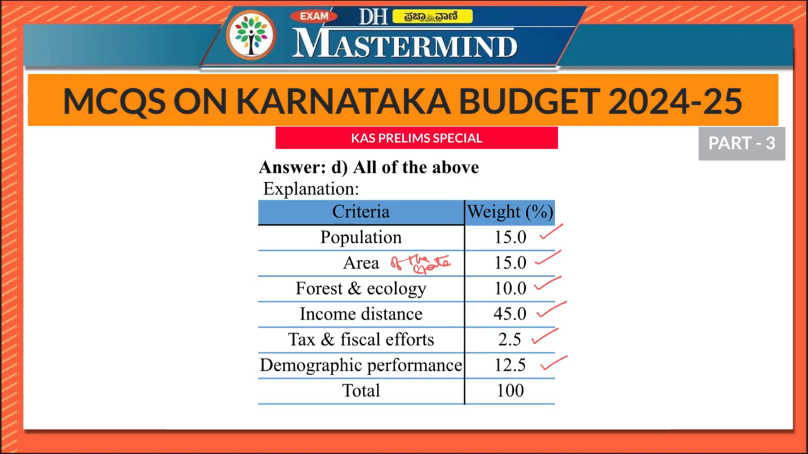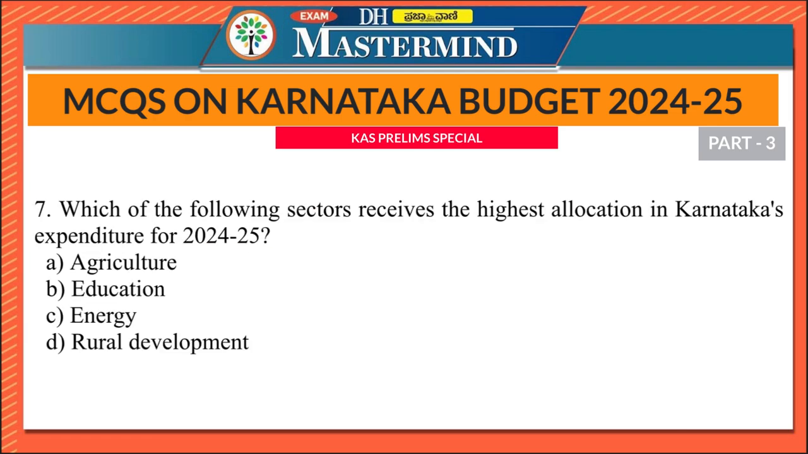And you have to remember that income distance has the highest weightage, while tax and fiscal efforts has the lowest weightage. This question could also be asked. Among the criteria that are considered for the tax devolution under the 15th Finance Commission, which particular criterion has got the highest weightage? It's the income distance. Which particular criterion has got the lowest weightage? Tax and fiscal efforts.